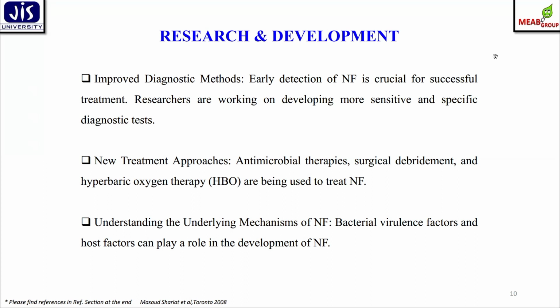Understanding the underlying mechanism of NF helps us identify the different checkpoints where we can apply different therapeutic means. Identifying bacterial virulence factors and host factors that play a pivotal role in the development of NF matters. If we understand this mechanism, and the different checkpoints, proteins, and molecules involved in NF, it will allow us to come up with new therapeutic means and different antibiotics that can reduce or eradicate the possibility of NF infection by flesh-eating bacteria.